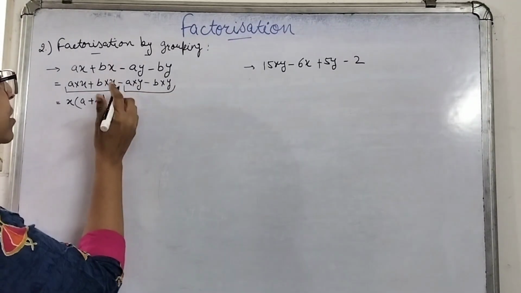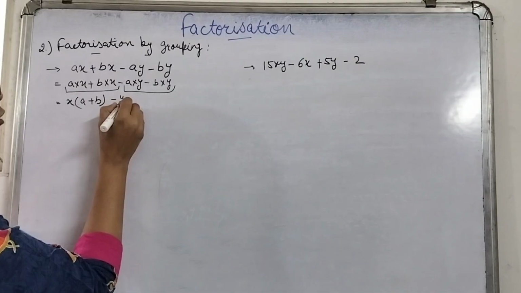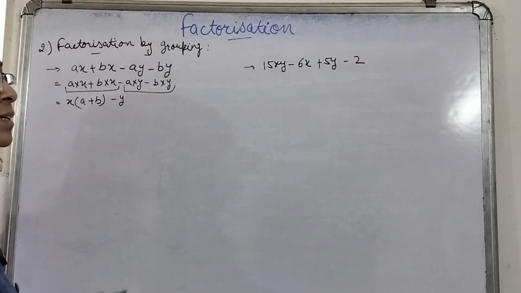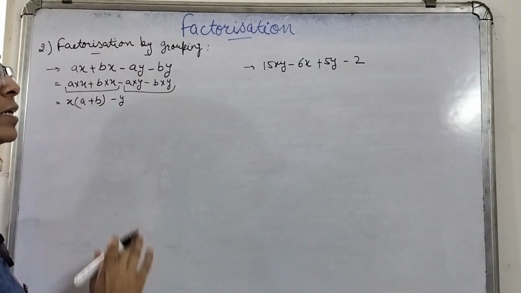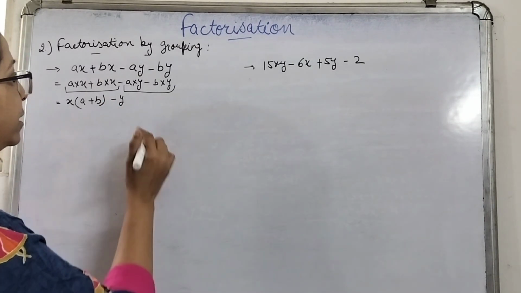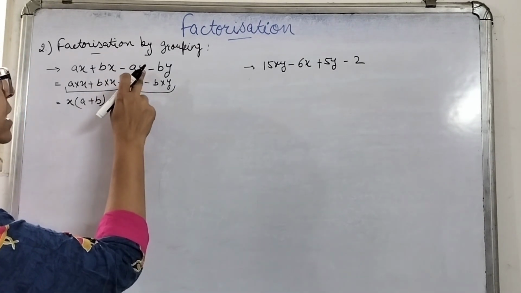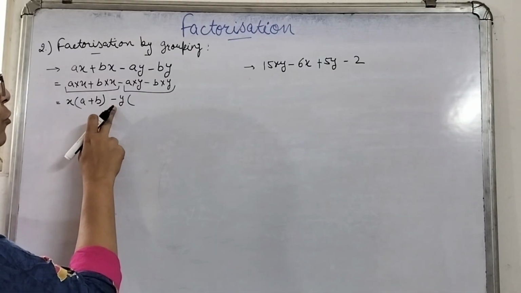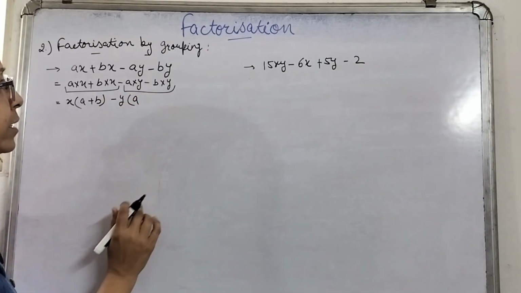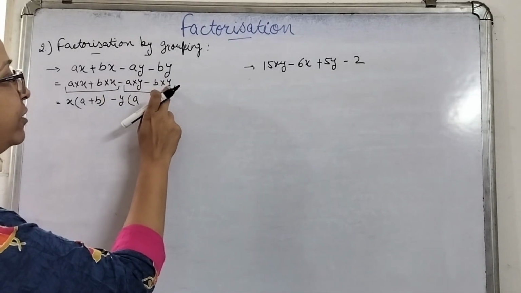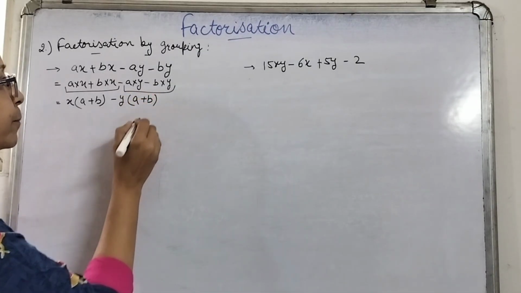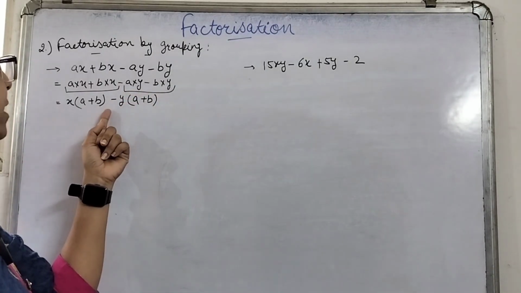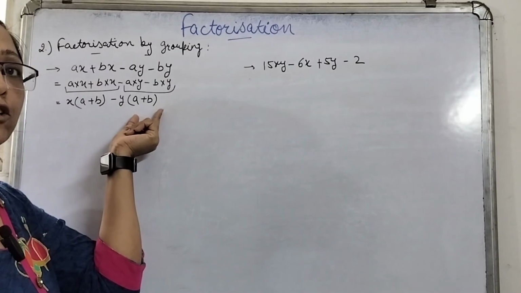In these two terms, minus y could be taken common, because y is a common factor in both the terms, and both the terms are negative also. So we have taken minus y outside the bracket. Now, if we divide minus ay by minus y, we will get positive a. If we divide minus by by minus y, we will get positive b. So the last two terms could be written as minus y, and in the bracket it is a plus b.